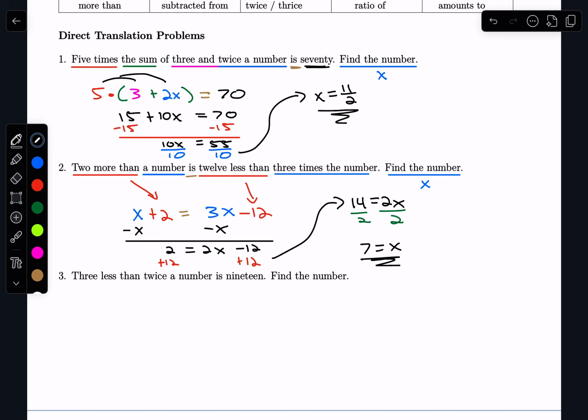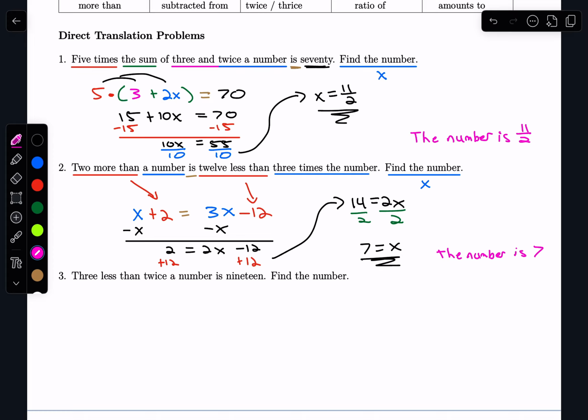I want to clarify, by the way, we're supposed to be interpreting these things, right? So at the end, what we should actually be doing, it says to find the number, and all I've written down so far is x equals a number. So we should actually say for the first one that the number is 11 over 2, and for the second one, the number is 7.